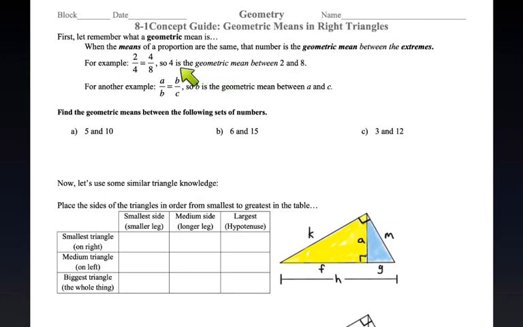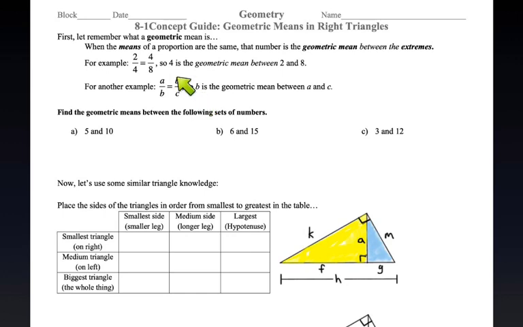Just to remember, when the means of a proportion are the same, we call that a geometric mean. For example, 2 over 4 equals 4 over 8. 4 is a geometric mean because the means of the proportion are the same. 4 is the geometric mean between 2 and 8.